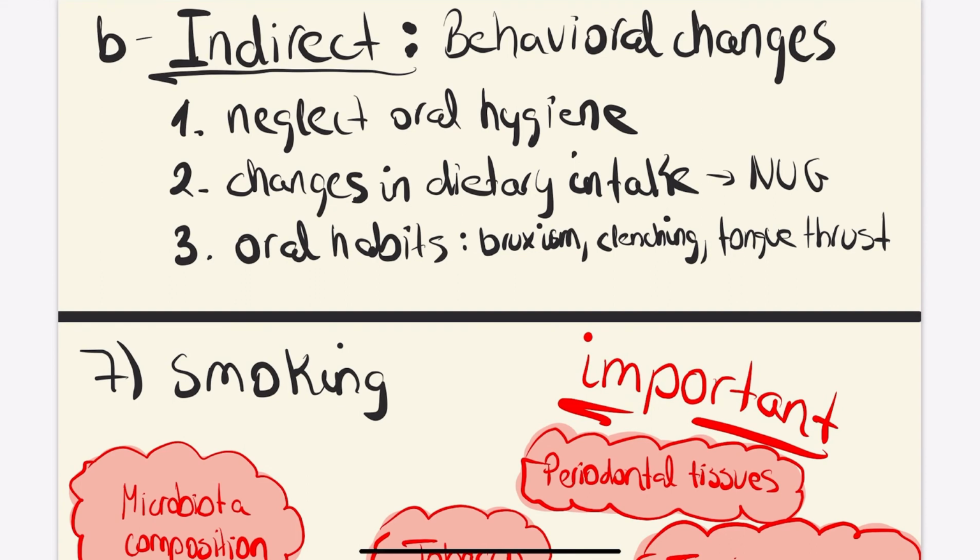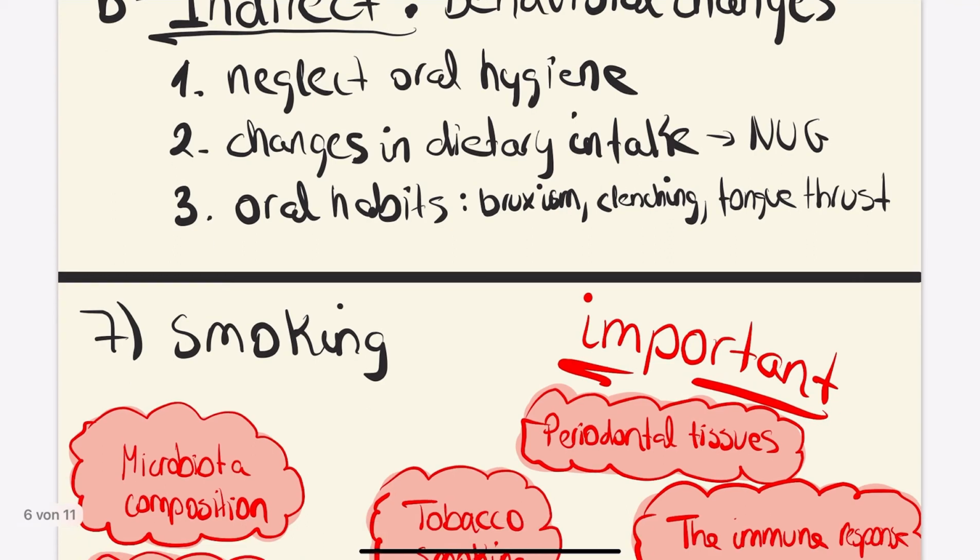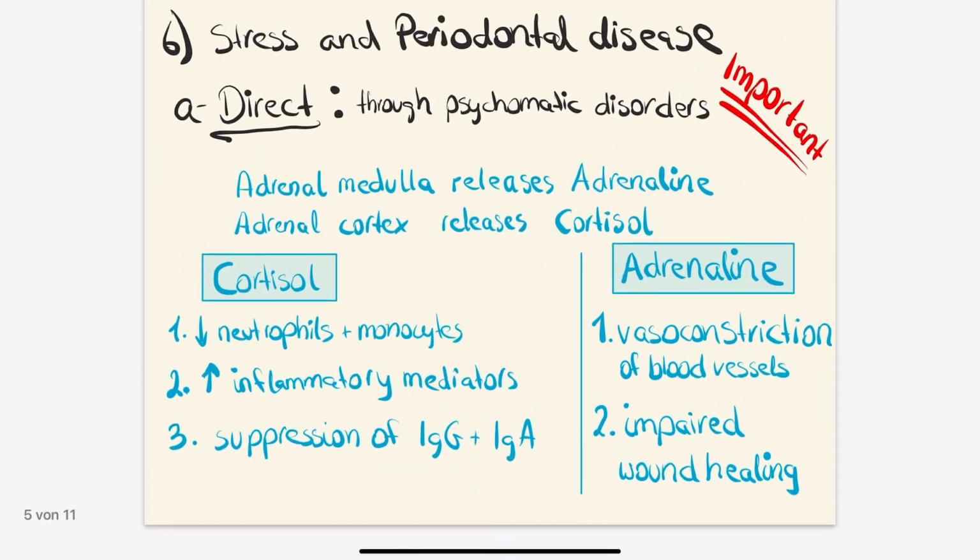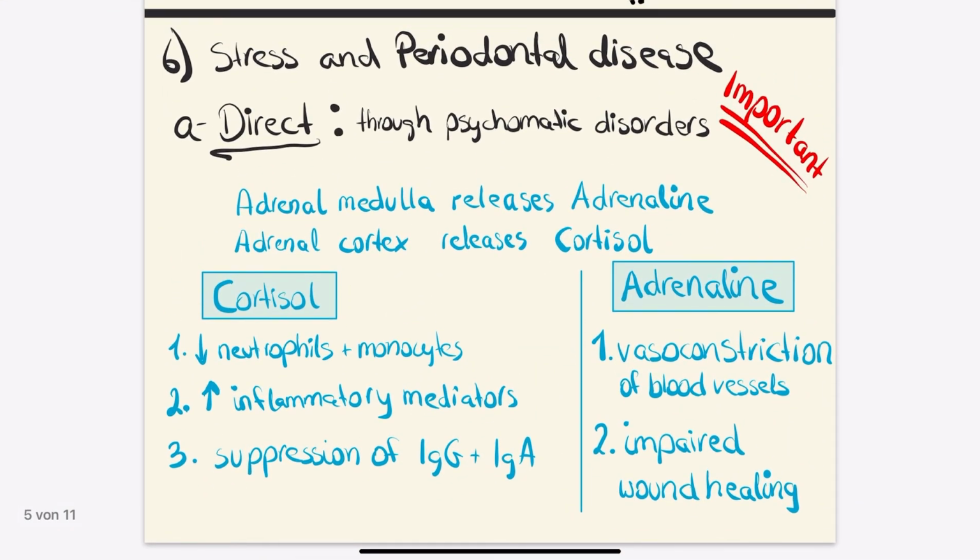Indirectly through behavioral changes, we neglect our oral hygiene, we change our dietary intake, which leads to necrotizing ulcerative gingivitis, and oral habits such as bruxism, clenching, tongue thrusts, and so on. Okay, so this is really important. The cortisol decreases neutrophils and monocytes, increases inflammatory mediators, suppresses the IgG and IgA. Adrenaline leads to vasoconstriction and impairs the wound healing.